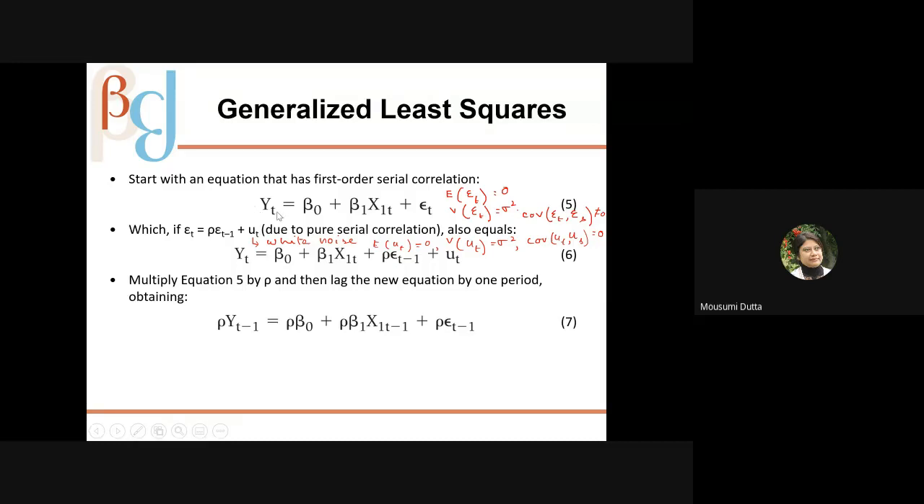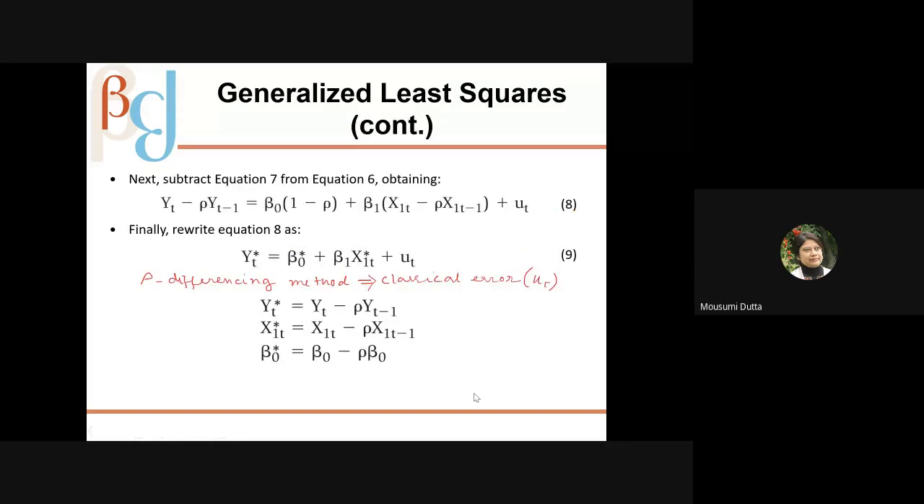So equation 5 was the original one. I'm multiplying this entire equation by rho and lagging the time by 1 period. So this is equation number 5, this is equation number 6, and this is equation number 7.